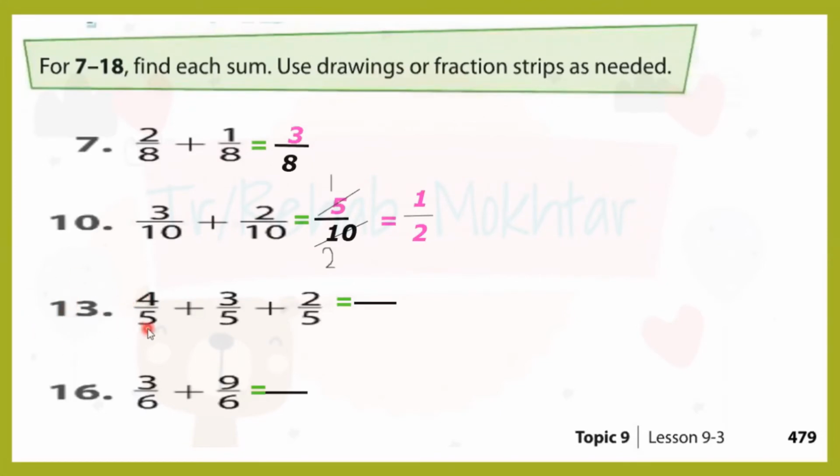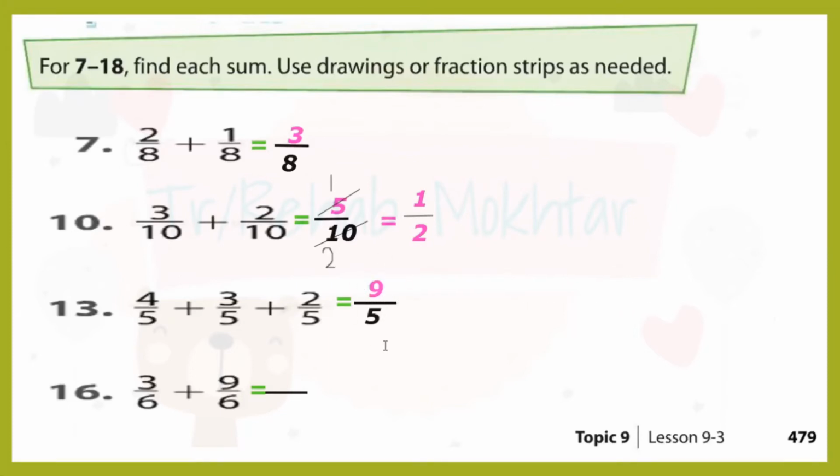Number 13. 4 out of 5 plus 3 out of 5 plus 2 out of 5. The first step, I will look at the denominator. We have here 5, 5, 5. Keep it as it is. After that, I will add only the numerators. 4 plus 3 equals 7. 7 plus 2 equals 9. So the sum will be 9 out of 5.